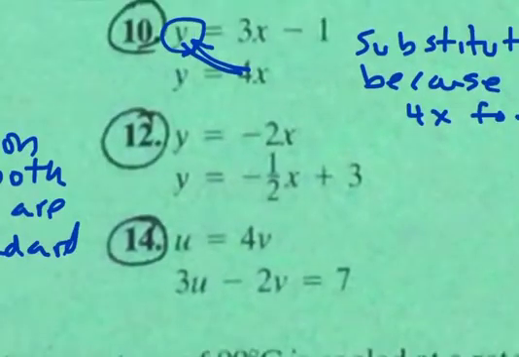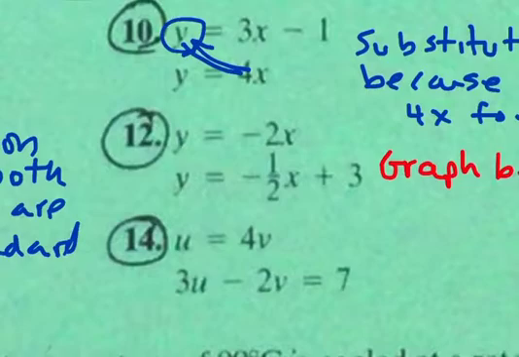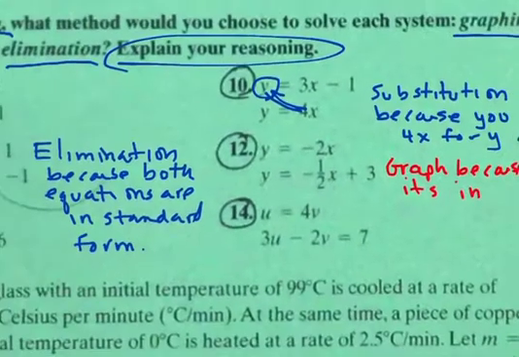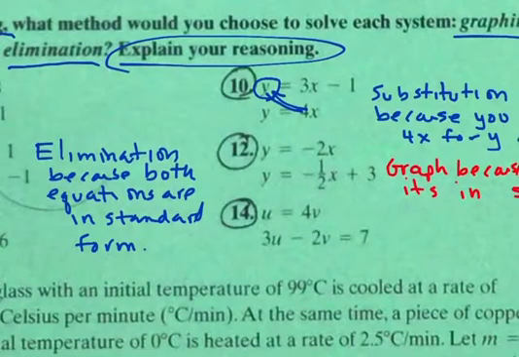Definitely. I would graph this one. Because of the fraction, I'd rather graph. I'd graph because it's in slope-intercept form. And it's a fraction. Getting rid of the fraction is a little bit more work, but you don't need to explain that.